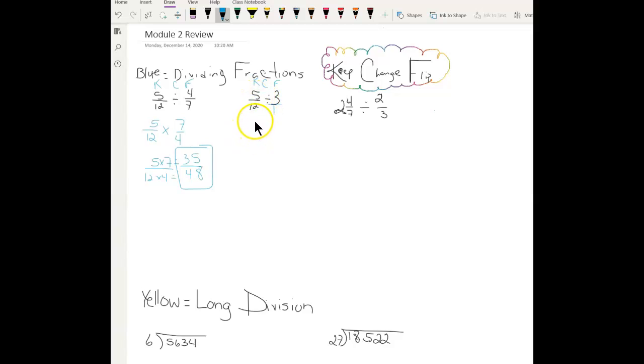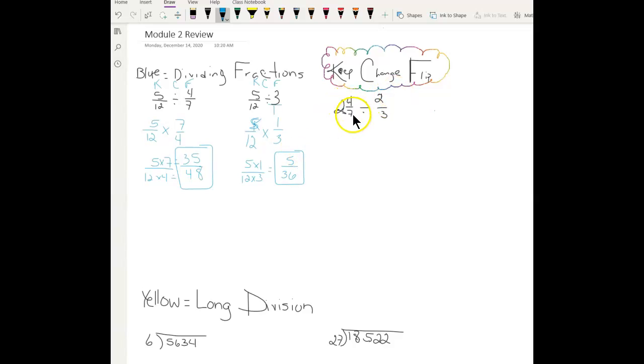Now we keep 5/12, and then we change that. We're going to multiply, and then we flip this and it becomes 1/3. Now we've got 5 times 1 and 12 times 3. 5 times 1 is 5. 12 times 3 is 36. Easy peasy. We got ourselves an answer.